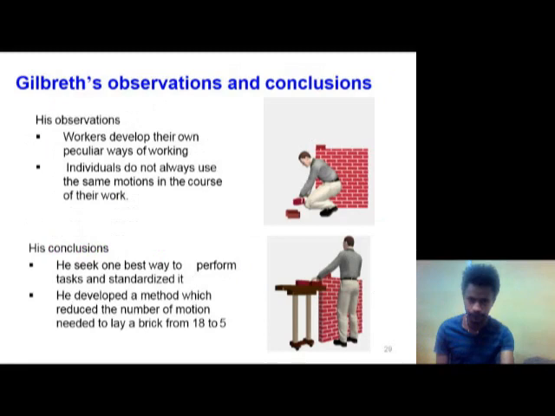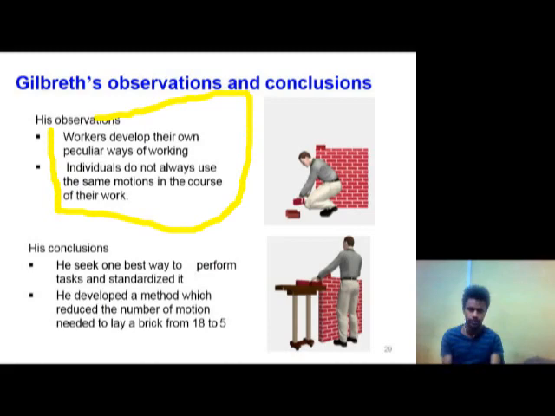And these are the Gilbreths' own observations and conclusions. The observation is that workers develop their own peculiar way of working. Since no standard working mechanism is set, workers can each work in their own way.